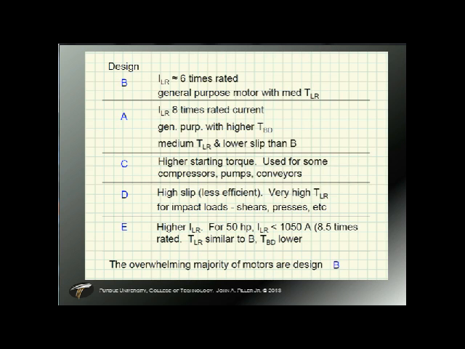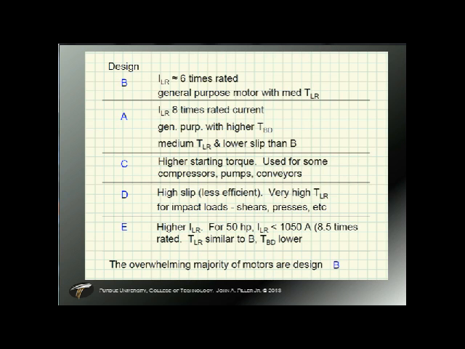Alright, so B-type motor has the characteristics of 6 times rated current for locked rotor current. General purpose motor, medium locked rotor torque. If you just bought a general motor off the shelf, you'd get a B-type. A, C, D, and E are pretty much motors that you'd have to purchase specifically and probably special order. A would have 8 times rated current.